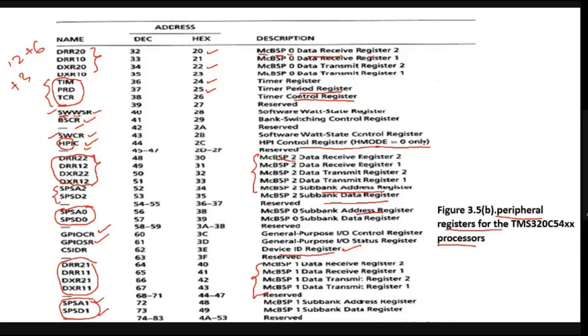And also we have another peripheral register called DMPREC. DMPREC is the DMA priority and enable control register. And the last one we have here is DMSA, the DMA memory access related peripheral sub-bank address register. So these are a few of the peripheral registers we have with respect to TMS320C54XX. DMA stands for direct memory access.